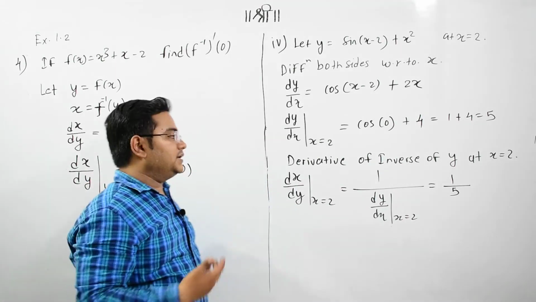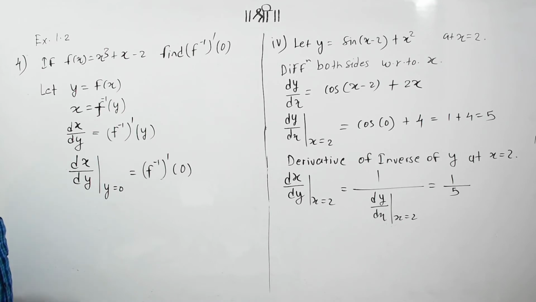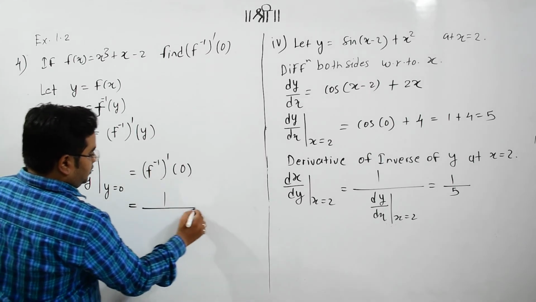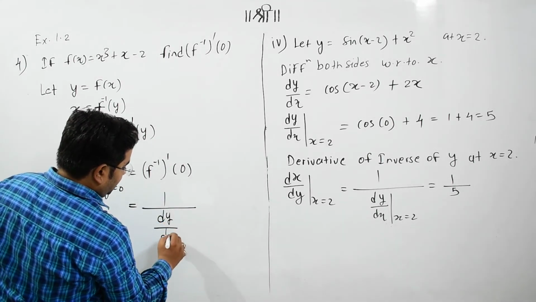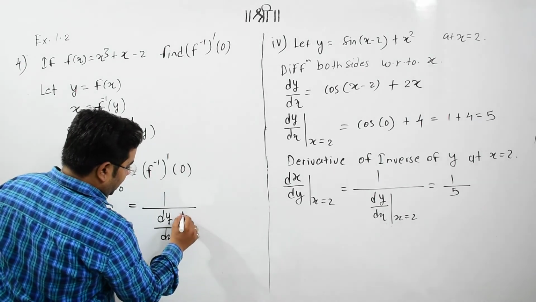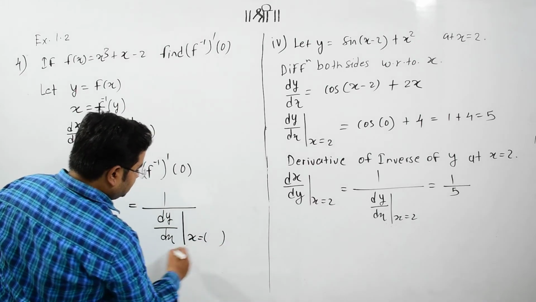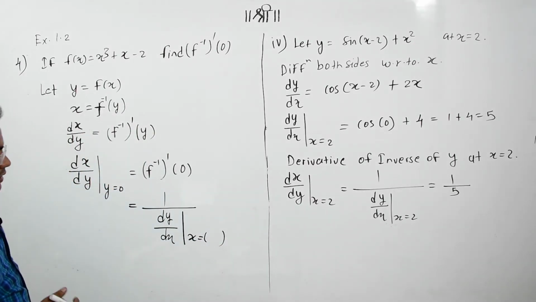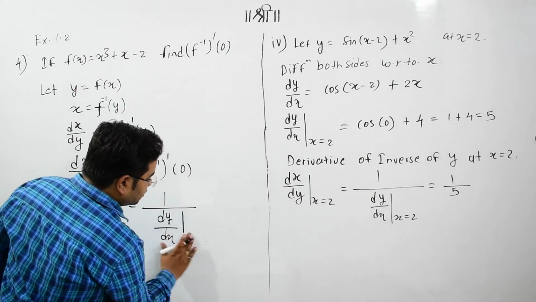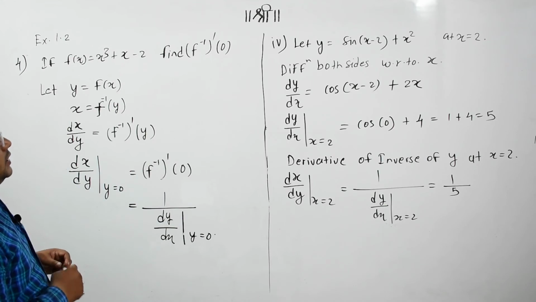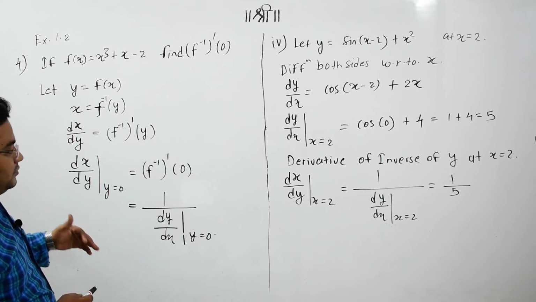Now when y is equal to 0 is possible, there should be some x value, only then y is equal to 0 is possible. Now what is the value? This is nothing but 1 upon dy upon dx at x is equal to something, and that something we need to find out. So at x is equal to something, y is equal to 0. That's what we are performing.